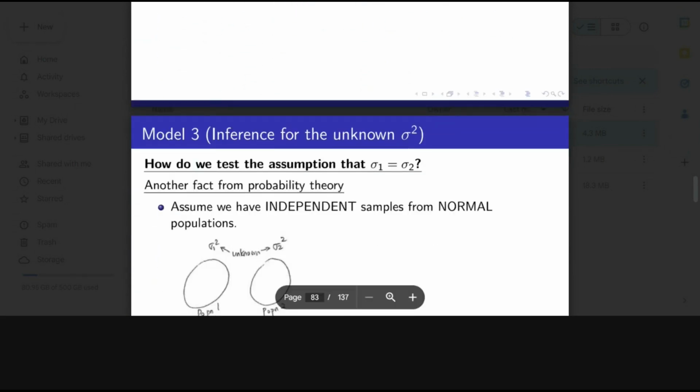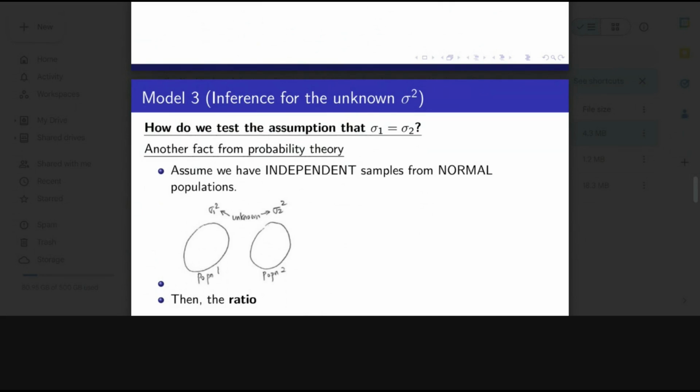Okay, how do we test the assumption that sigma 1 and sigma 2 are the same? Because I told you, looking at the normal probability plot is just the first step. It's just a picture way of doing it. If you want, you can test this hypothesis formally, but we have to learn something else.